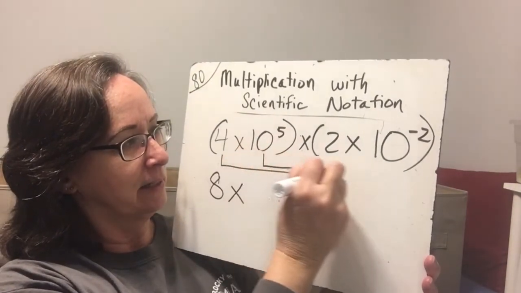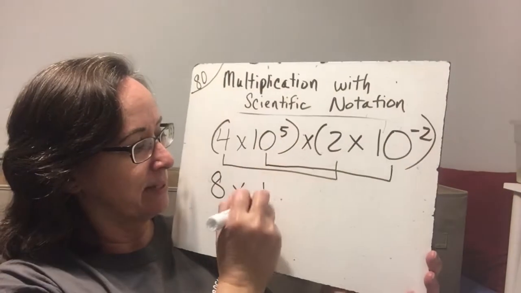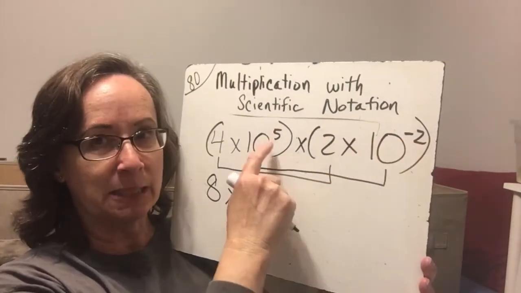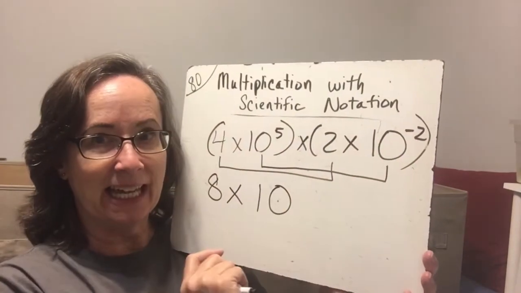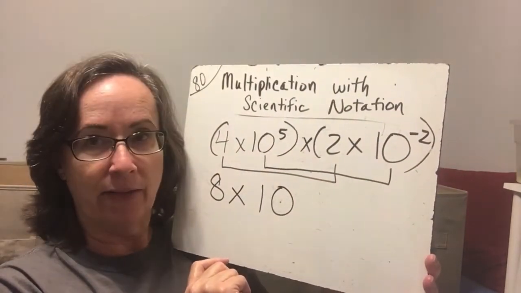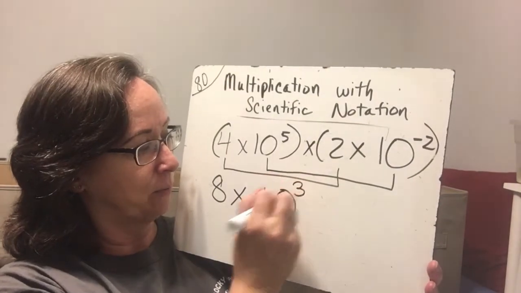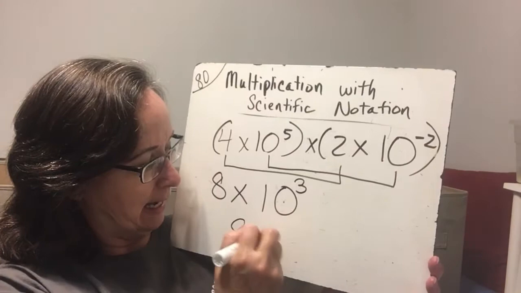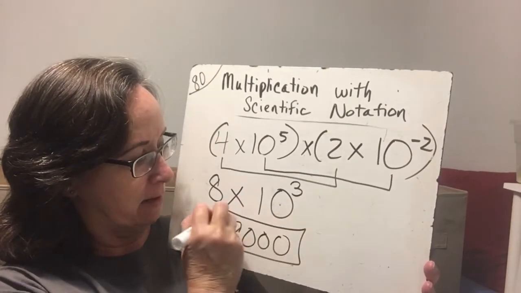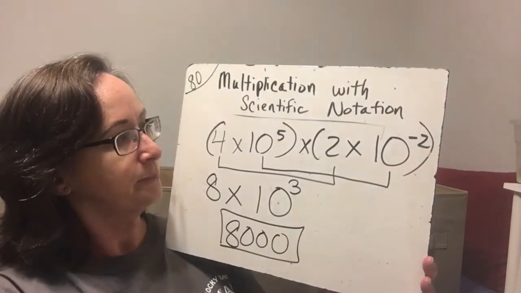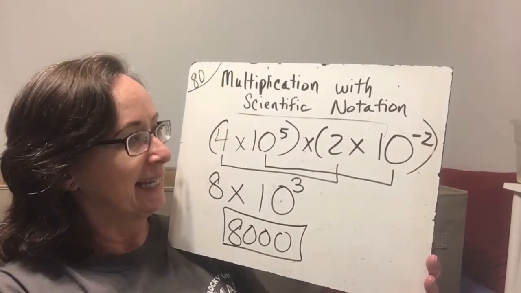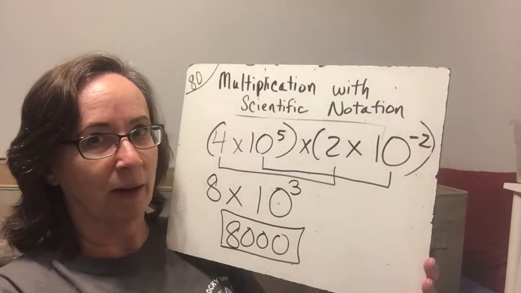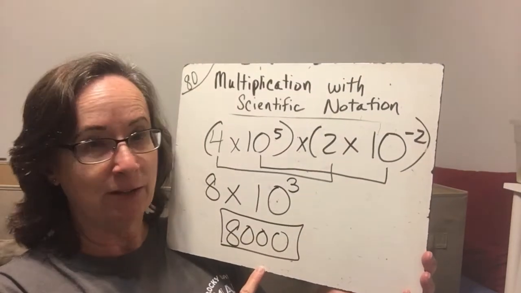So here we're going to write down 10 because that's the base, but then we're going to add the exponents. What's a 5 and a negative 2 added together? Well, we get a cube, don't we? So 8 times 10 cubed is 8,000. This is the standard form of the number. Now, let's see if we were to do it the long way, would we get the same answer?